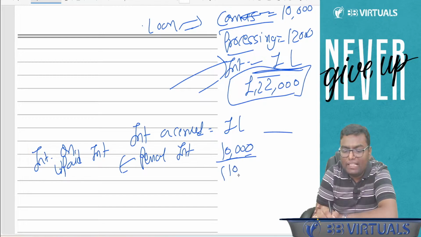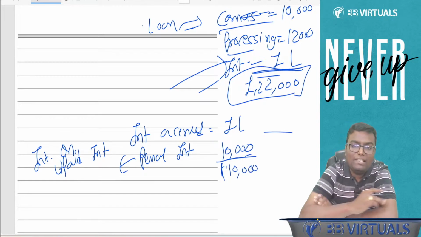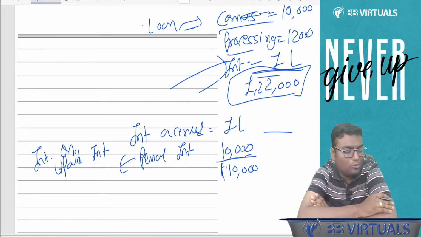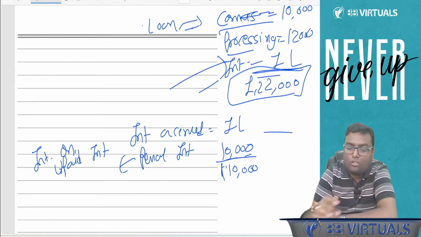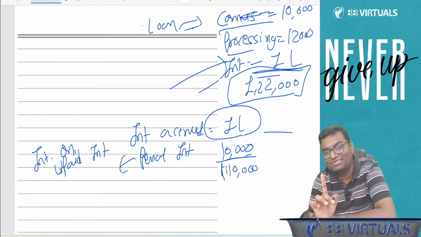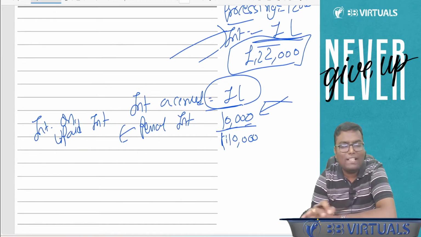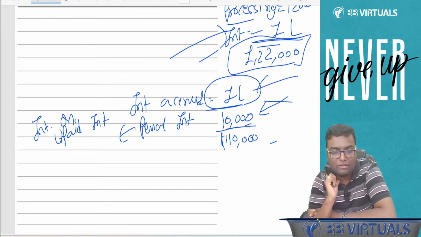Finally, I paid 1 lakh 10,000. How much deduction will be allowed to me? I will get deduction of the full 1 lakh. I will not get deduction of this penal interest because this is not interest. This is one kind of penalty. And here the deduction is of interest, not of penalty. So I will not get deduction of penal interest. I will get deduction only of the basic interest.